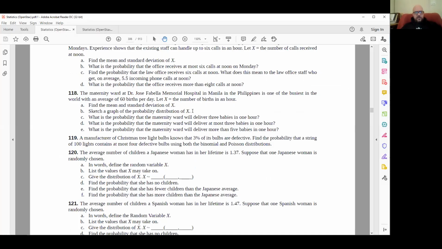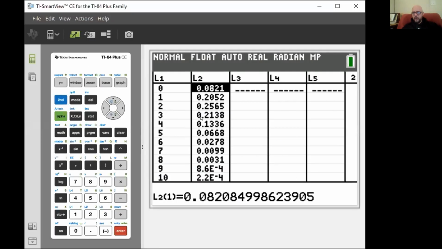Sketch graph. We did that on the calculator. What's the probability that the maternity ward will deliver 3 babies in 1 hour? Well, we can just look. 3 babies, 21.38%.